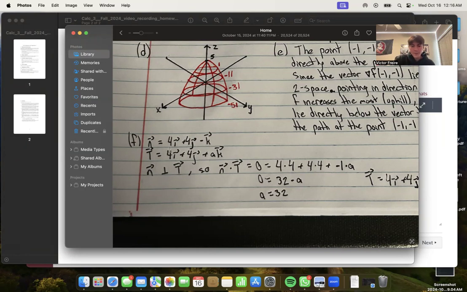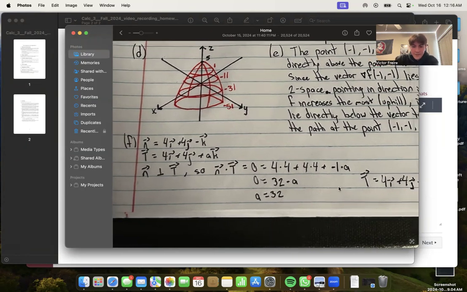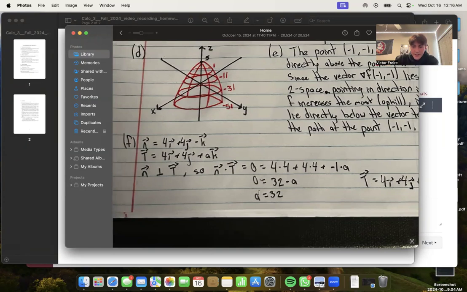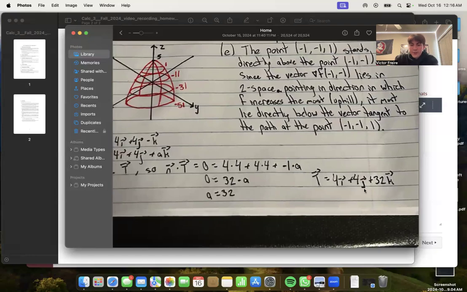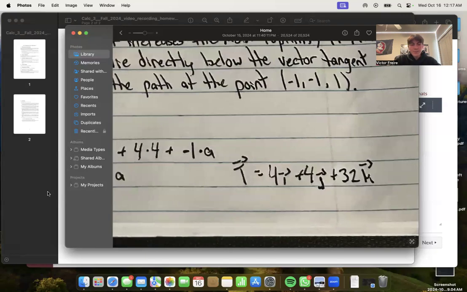So we're going to be doing 4 times 4, plus 4 times 4, plus -1 times a. Once we simplify, we're left with 32 - a = 0. Get a to the other side, and boom, we got a = 32. With that, we can plug this a value into the z component we were missing in our t vector. That leaves us with our final answer: the t vector equals 4i + 4j + 32k.